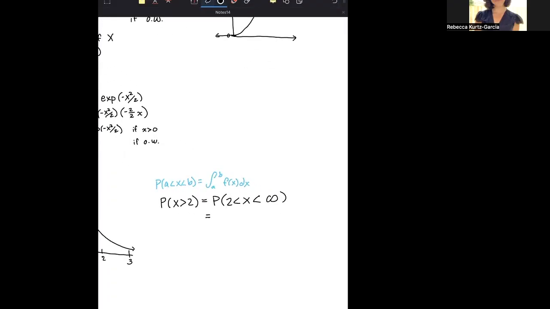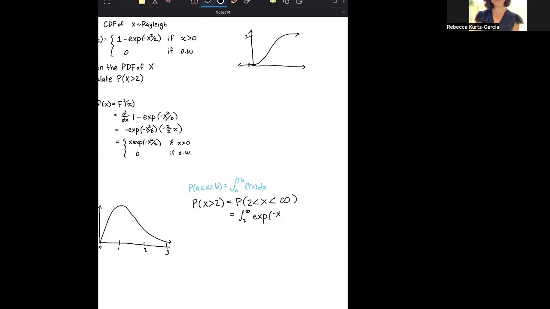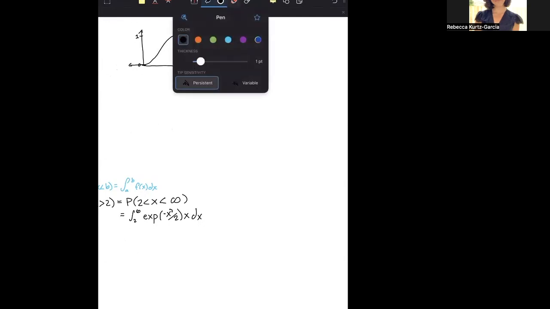Okay, so we're going to go ahead and start finding that probability. We take the integral from 2 to infinity of e to the power of negative x squared over 2, dx. To solve this, I'm going to do a u substitution. I'm going to let u be equal to x squared over 2. Then du/dx is equal to 2x over 2, which means du is equal to x dx.